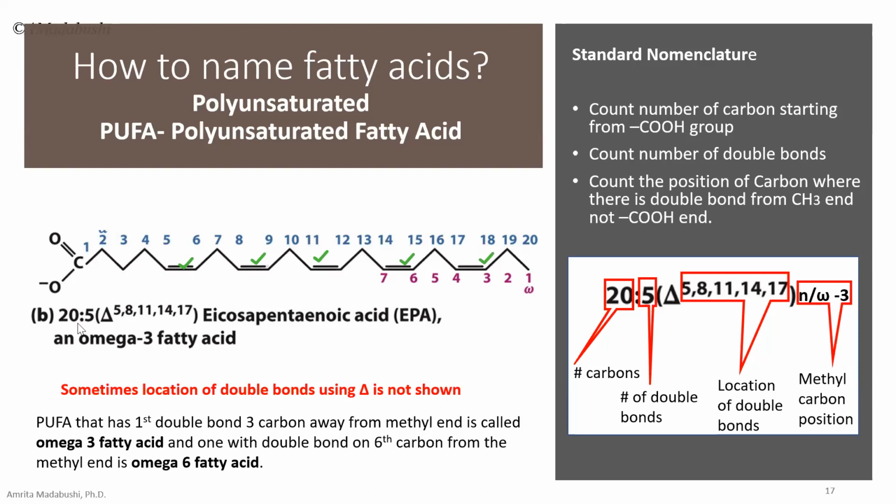Okay. What are the positions of those double bonds? Well, you may say it's a little confusing because the double bond is between this and that carbon. No, you just count the first carbon that comes along. So just the beginning carbon, never the ending. That means it's at carbon 5, 6, 7, 8, 9, 10, 11, 12, 13, 14, 15, 16, 17. So it is 5, 8, 11, 14, 17. This is the position. And it is eicosapentaenoic acid.